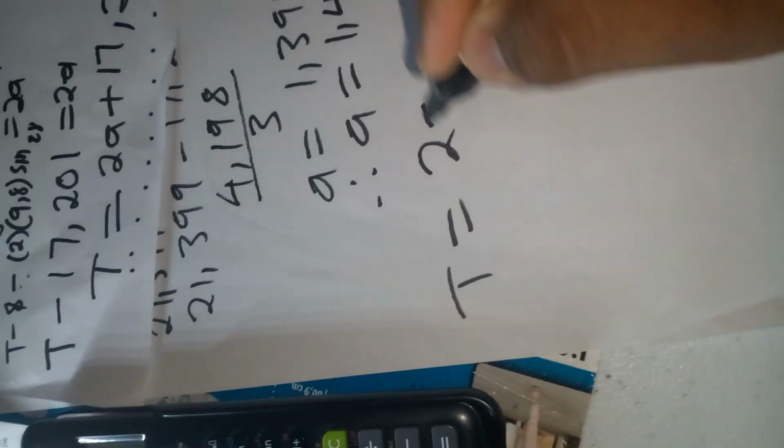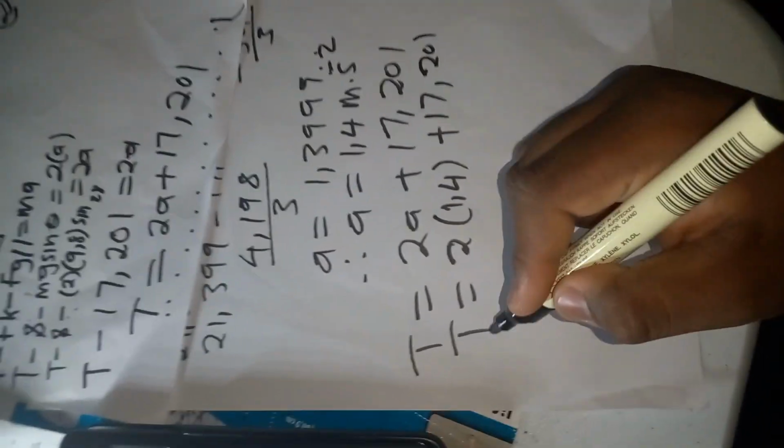But the question wants the tension, so I'm going to choose between the two equations. So let me take this one. t equals 2a plus 17.201. Then t equals 2 times 1.4 plus 17.201. Then tension equals, let's check, 2 times 1.4 plus 17.201, which is 20.001. Therefore my tension is equal to 20 newtons. That's how we get our answer.